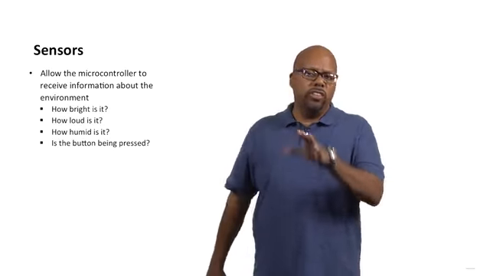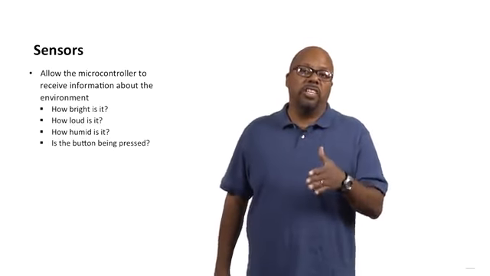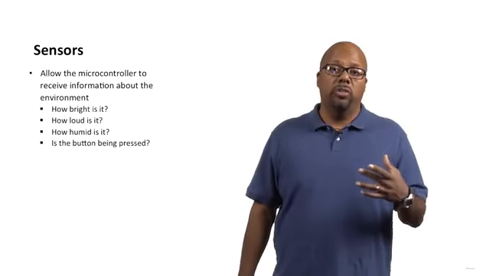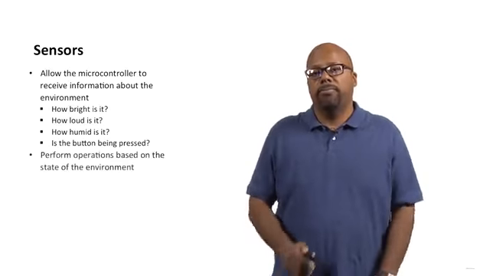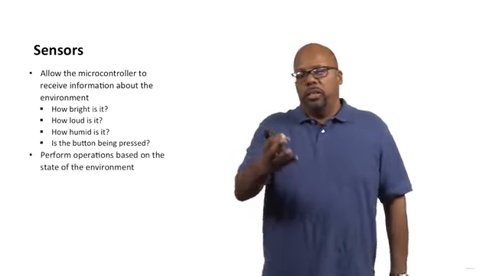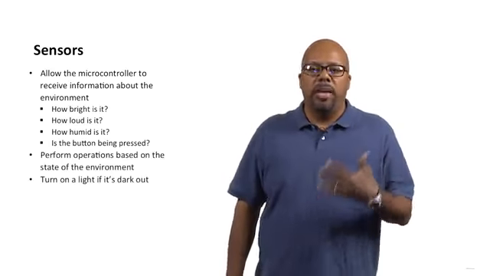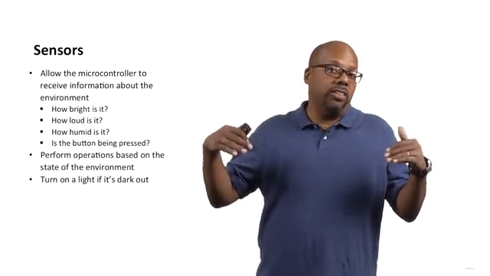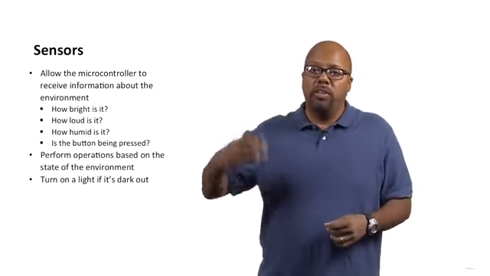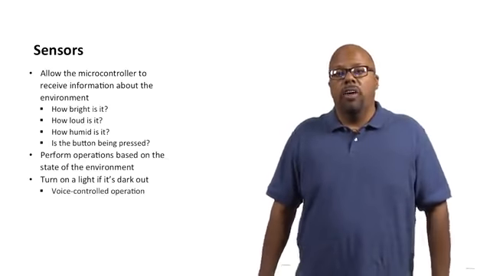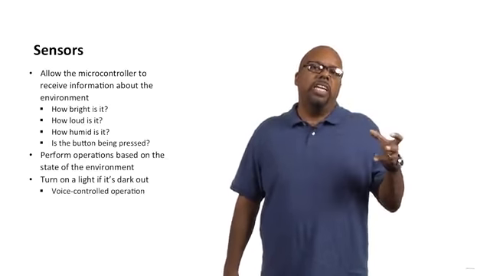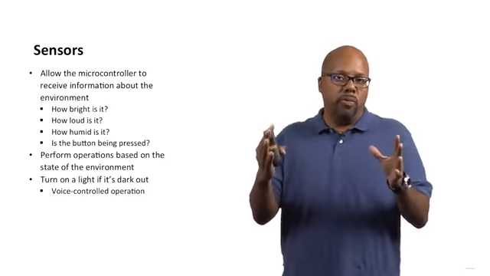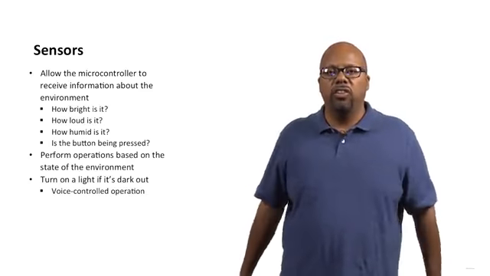So these are just a few of the types of sensors that exist. There are lots of sensors. But somehow, the microcontroller in our Arduino has to receive data from these sensors, because it needs to perform different operations based on some aspects of the environment. For instance, turning a light on if it's dark out. If it senses that the magnitude of the light outside is too low, maybe it turns on a light. A very simple thing. Or a voice-controlled operation. If somebody is speaking, then it does an operation. So it receives a sound, and if the sound is above a threshold and matches a certain pattern, then it performs an operation. So this is what sensors are for.